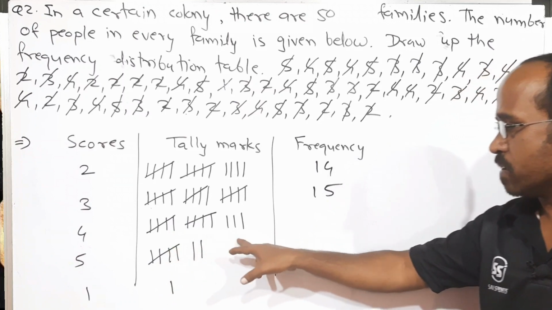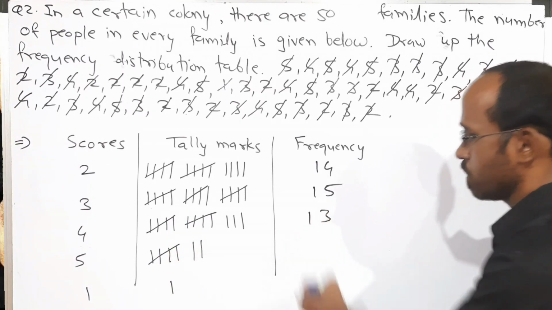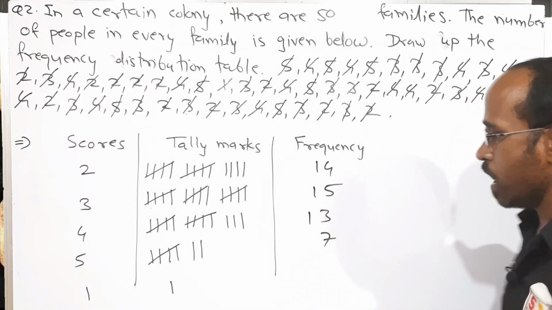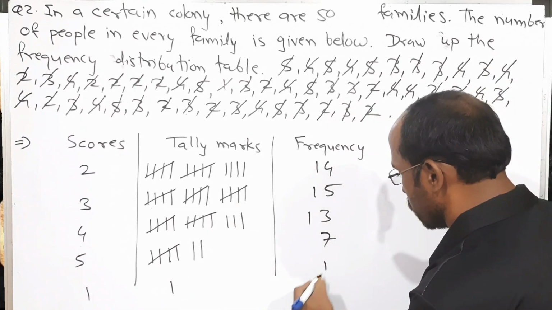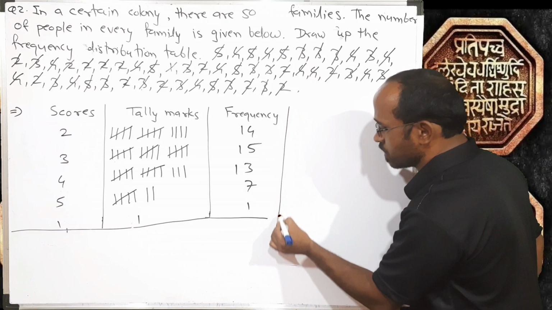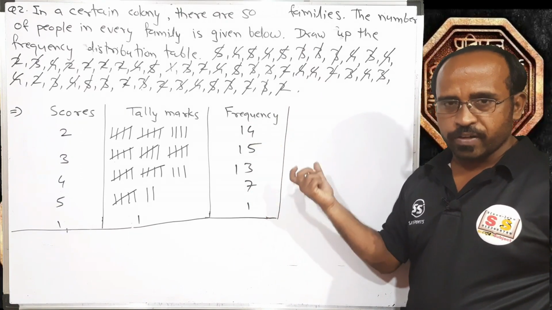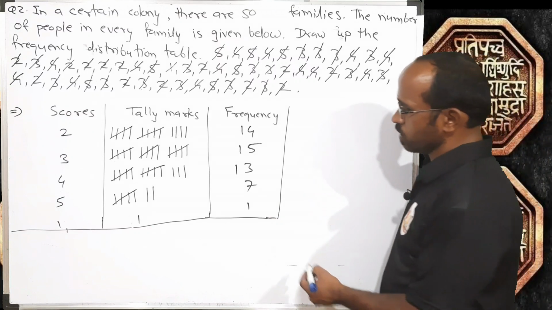4's, 10 plus 3, 13. 5's, 5 plus 2, 7. And 1's, 1. Let us see if our answer is right or wrong. Let us make the total of the frequencies. How much is the total?